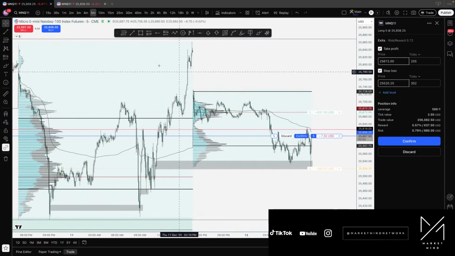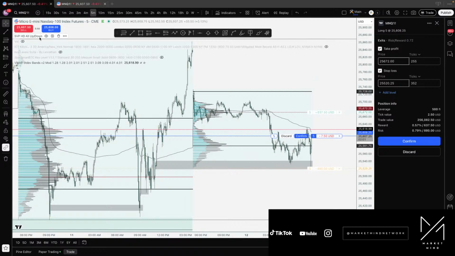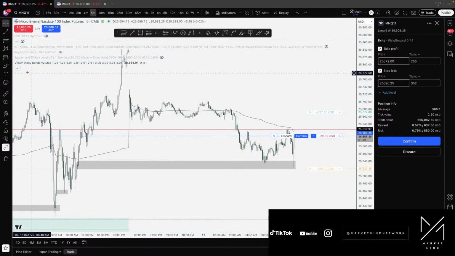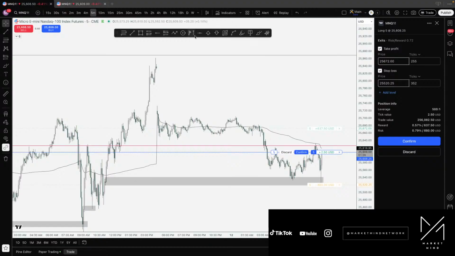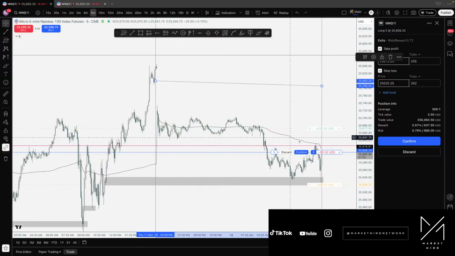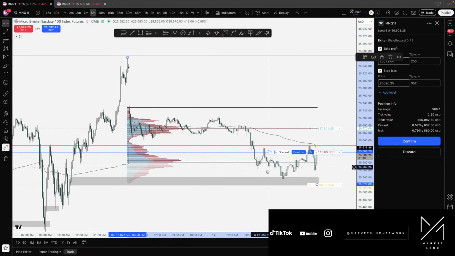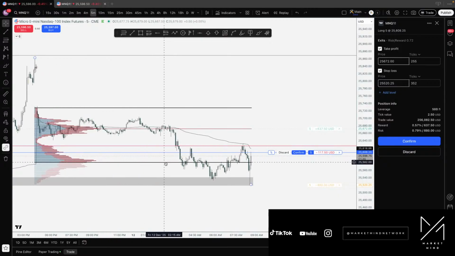You take a range, so you have this range right here. I usually just do my own, so you can anchor it on your own. There's this tool right here. You can just take it from here and anchor it, so it gives you the full volume profile of that. You see how this is the low of the range, and that's the high.